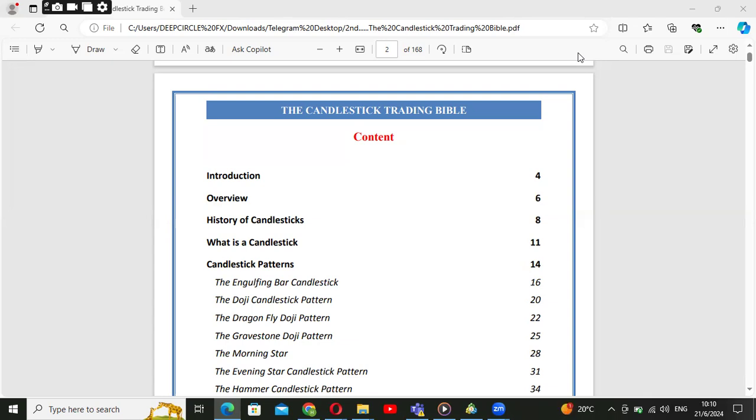So here in this book, there's an introduction, history of candlesticks, what is a candlestick, and the patterns. So for you to be able to do technical analysis, you have to have knowledge about the candlesticks pattern. So we're going to move.